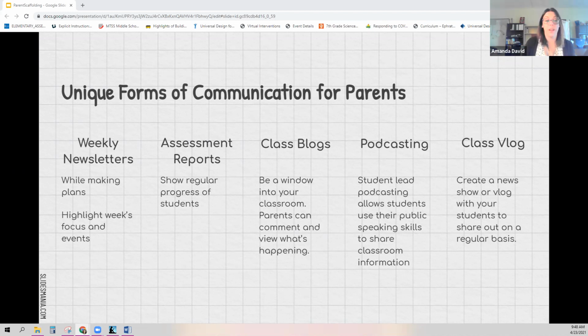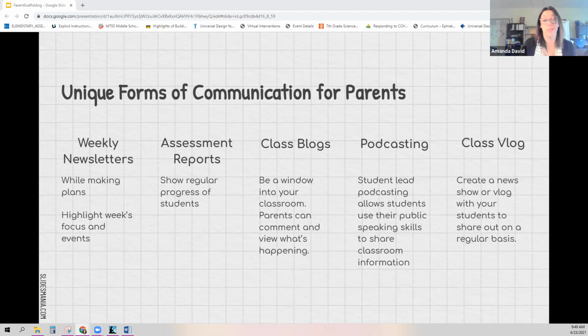Assessment reports. So this is something that can be done electronically or on paper. Through your grading system, you might be able to send a blast of what assessments have been populated within your system. You can send out reports when you're doing benchmarks, things of that nature, letting parents know in real time what is going on.